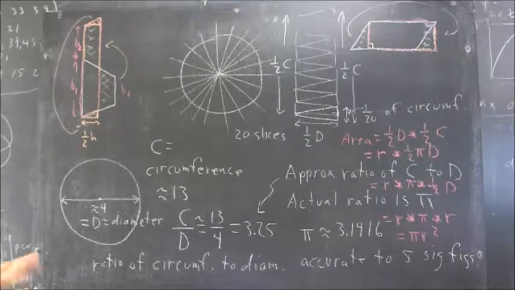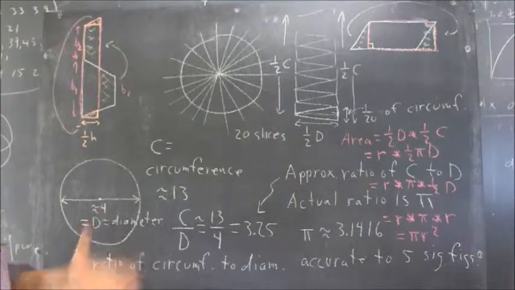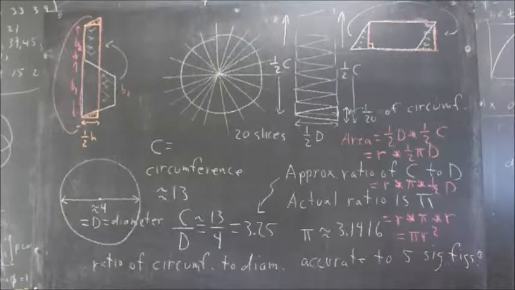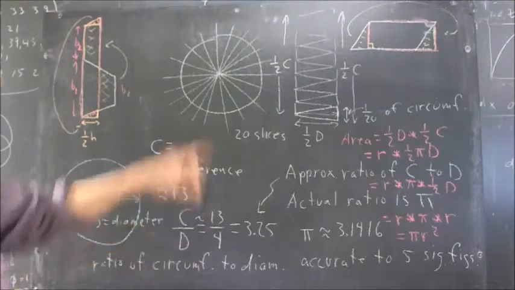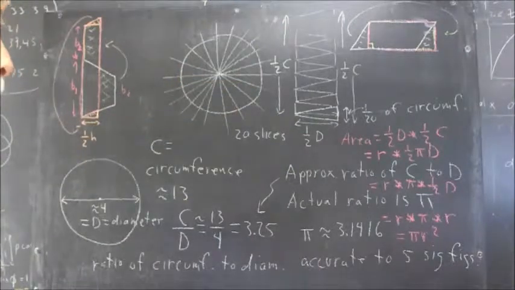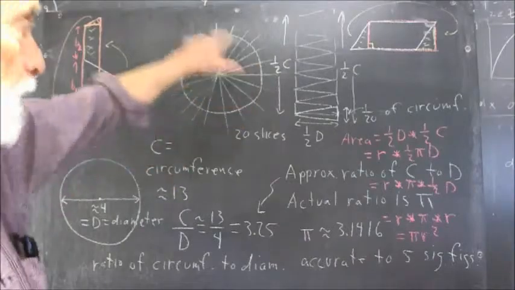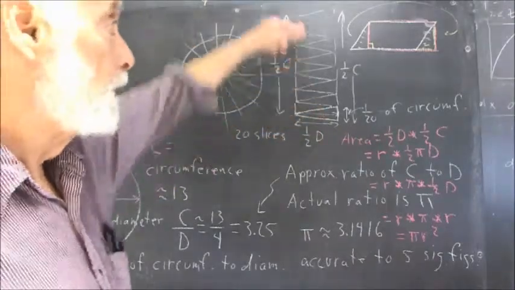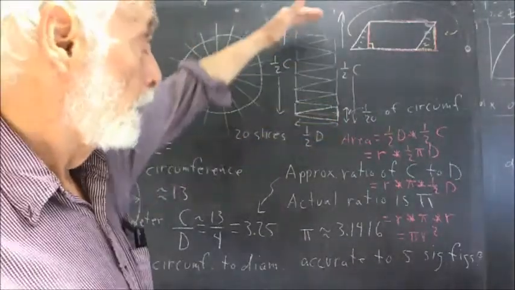Problem 9 asks you to show how to construct a circle into an approximate rectangle and give the dimensions. Now, I'm just going to refer you back to the video we did previously. This is the same board I did that video on. And we just slice up the circle, stack the slices, and we get something very close to a rectangle.